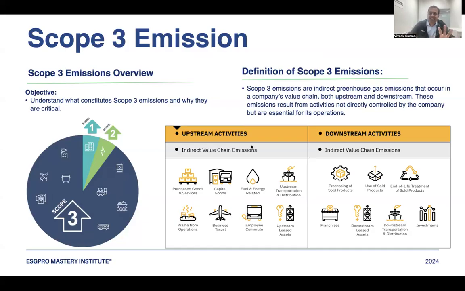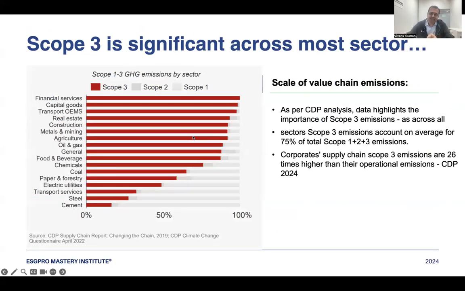So 8 in upstream and 7 in downstream. In total, there are 15 scope 3 activities. Now, as I told you, based on the sector, these numbers go up and down. Based on the sector, the scope 3 emissions vary.